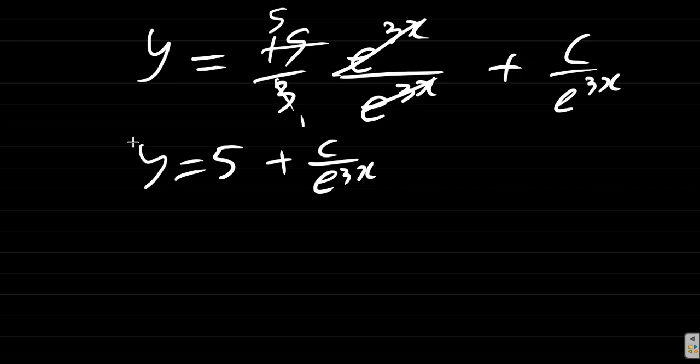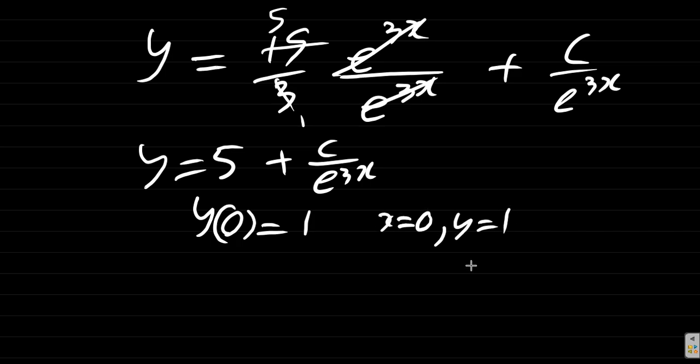Now, suppose you are told that y of 0 is equal to 1. It's the same thing as saying x equals 0, y equals 1. Alright? In order to find the particular solution when this is so, you're going to find the value of c when you do this. So y is 1. 1 is equal to 5 plus c over, when x is 0, you have e to the 3 times 0, which is e to the 0. e to the 0 is 1.